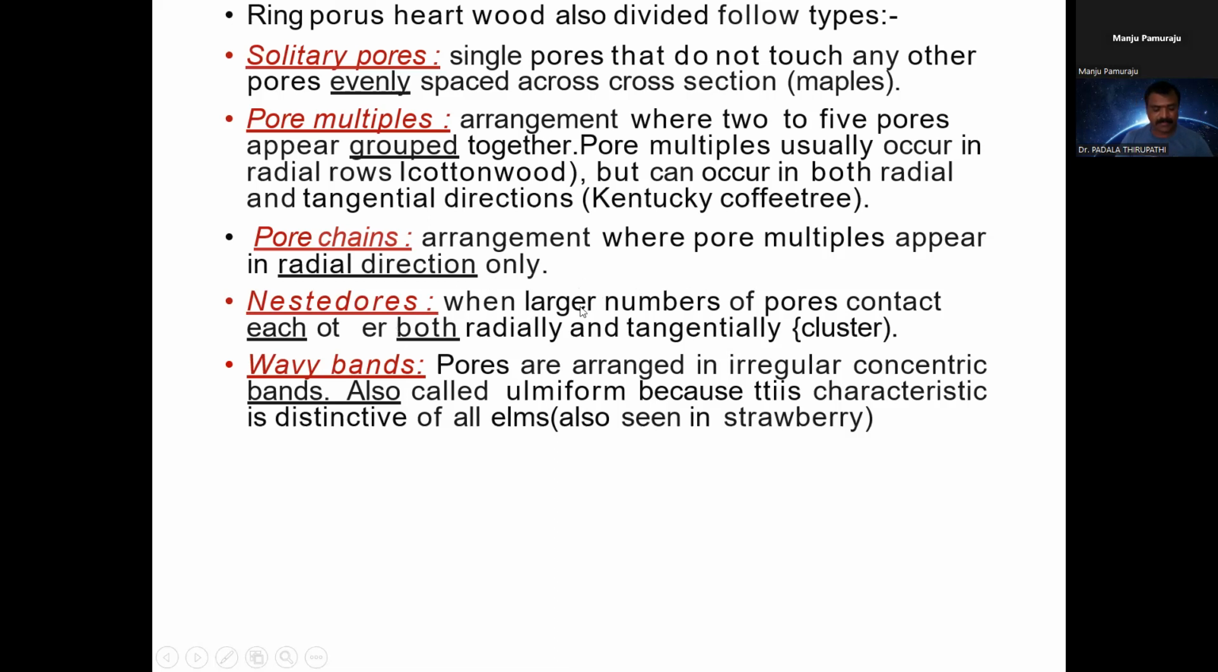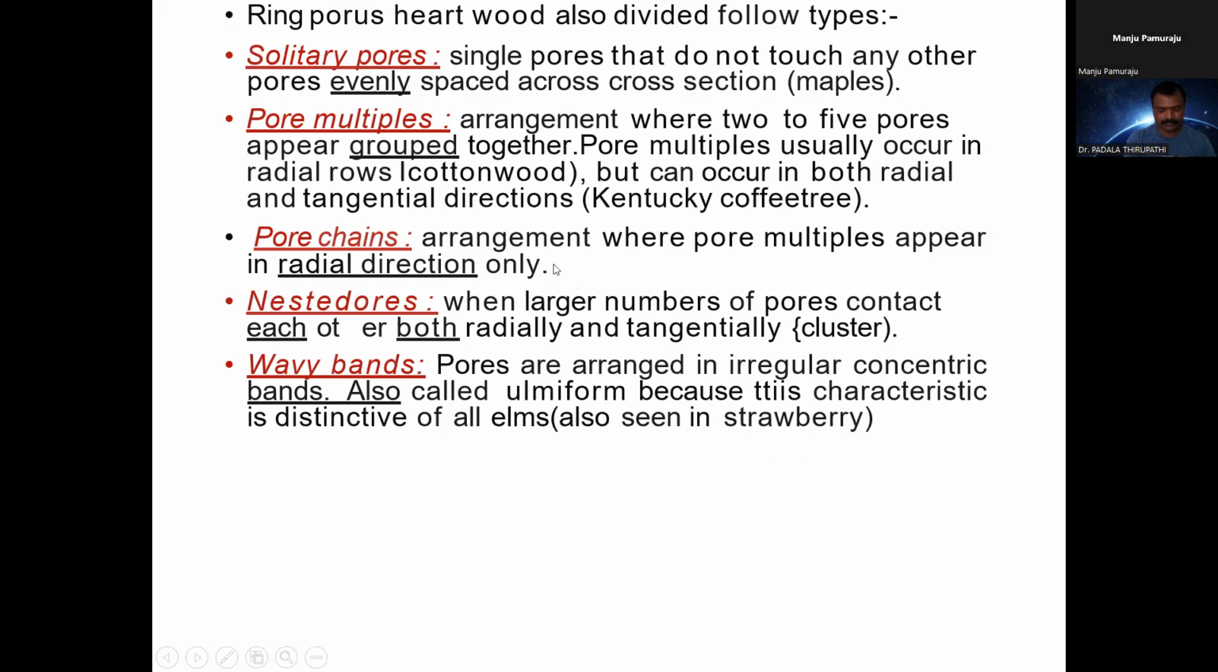So nested pores: when a large number of pores contact each other, both radially and tangentially. So here is a cluster of pores. Wavy bands: pores are arranged in irregular concentric bands. They are also called uniform because it is distinctive of the genus. These are seen in elms, that is, in the strawberry.